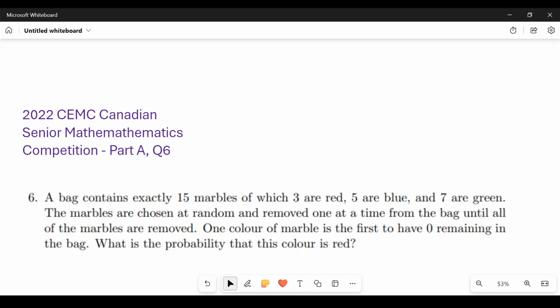All right, so I'm somewhat quickly going to look at some of the math we need to know in order to answer this question from the 2022 Canadian Senior Math Competition. Feel free to pause the screen if you're not familiar with the question.